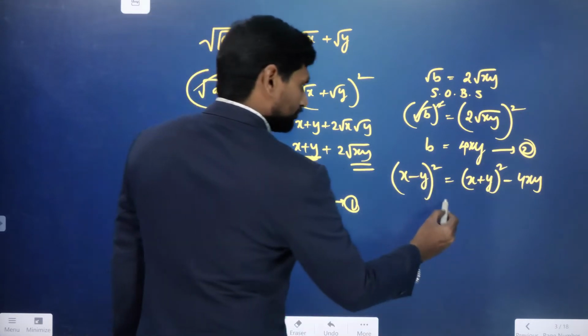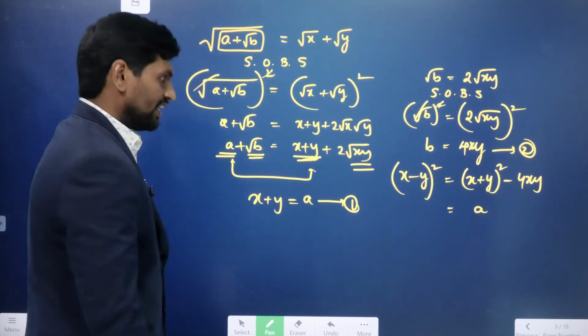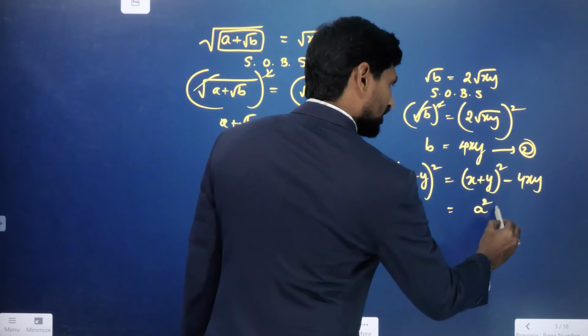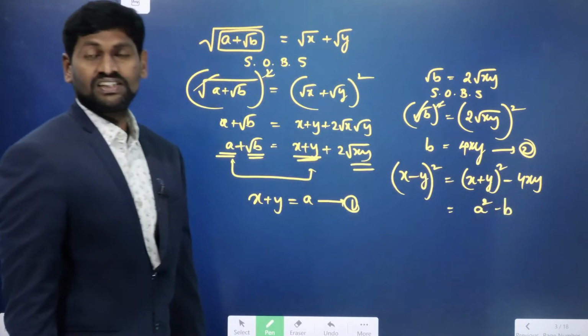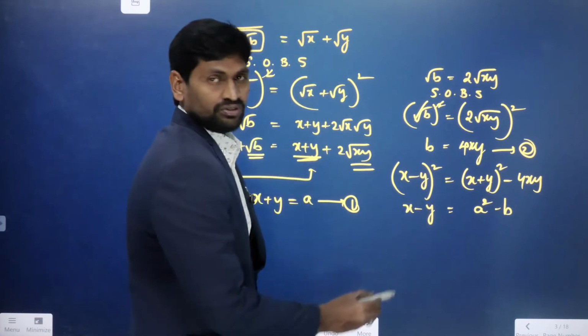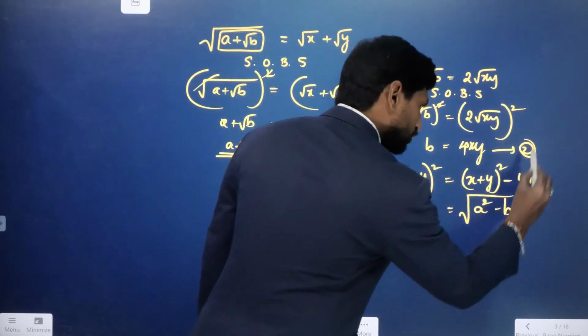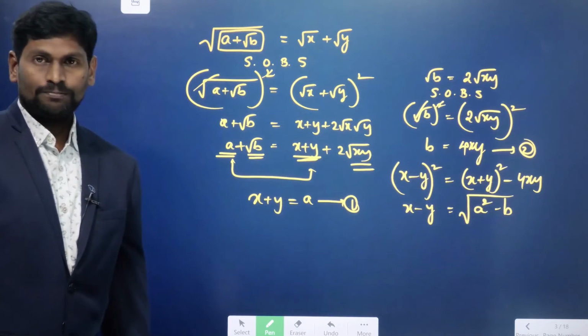Same condition. In the place of x plus y, I can write a from equation 1. a square minus 4xy, the value is b. This is a square minus b. But I want only the x minus y value, so I am transposing the square to that side. It will become square root, root over a square minus b.